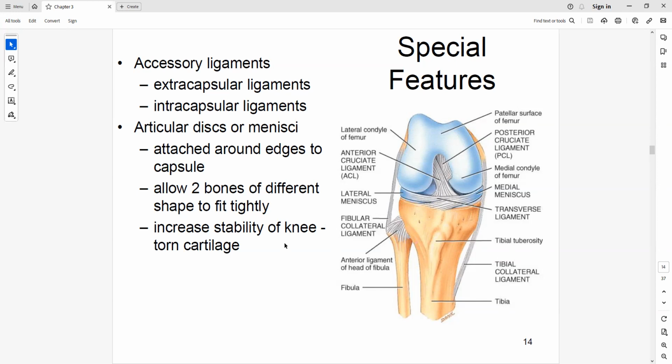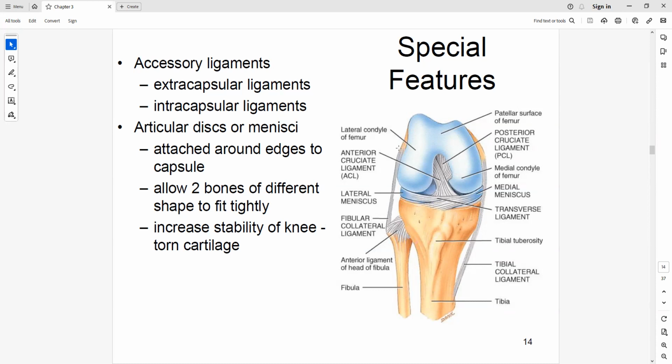We also have a structure called meniscus. Here's the meniscus. This is a fibrocartilage disc, and it just increases the rim to this curved surface on the tibia, and that again prevents the easy dislocation of the femur from the surface of the tibia. So all these structures added together contribute to the stability of the knee joint.